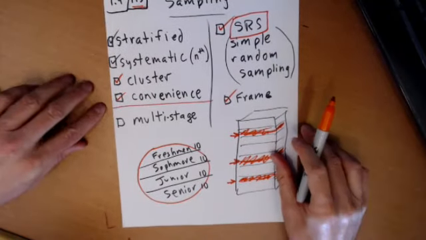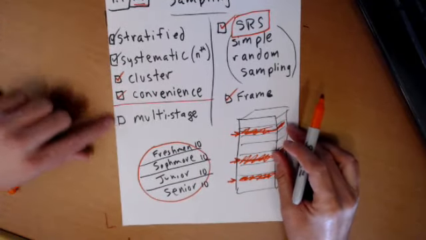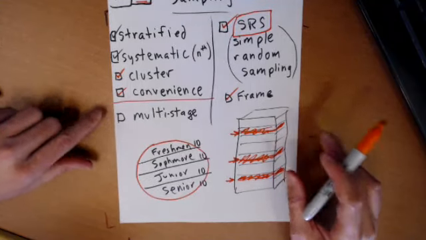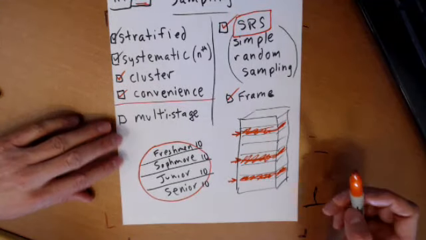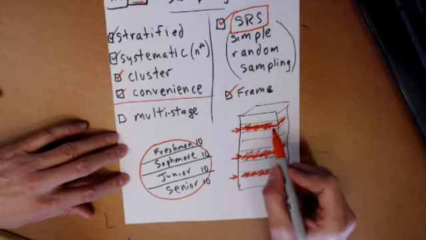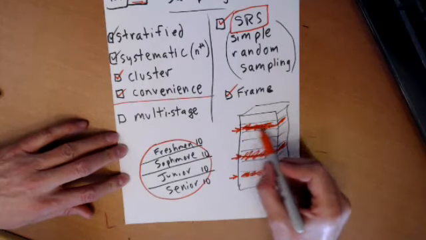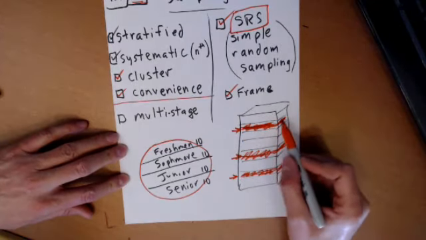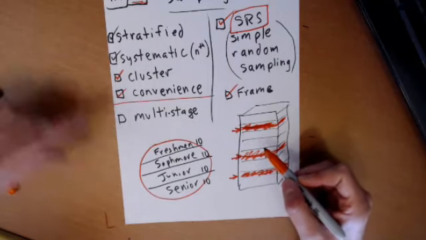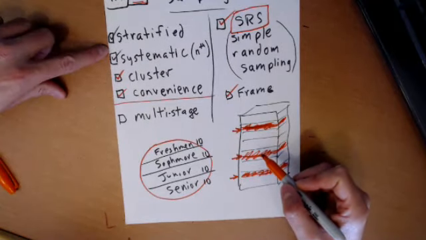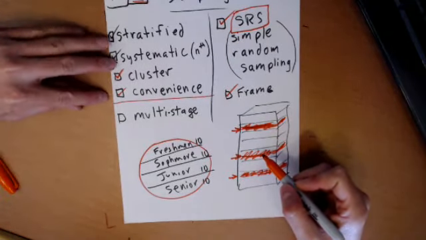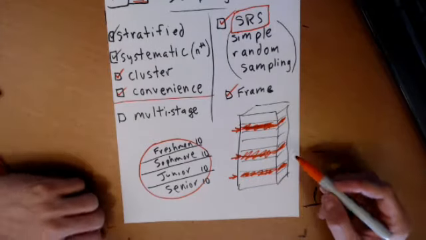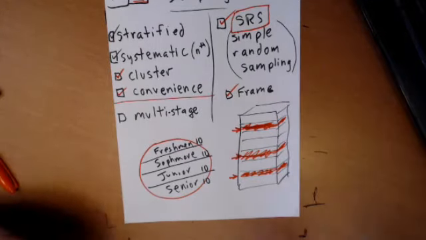And sometimes you might want to do a combination of these. So you might want to do multi-stage. So imagine you chose a certain floor and then you talk to every third customer on that floor. That would be sort of a cluster with a systematic. So multi-stage is just these concepts, and you're sort of combining them.